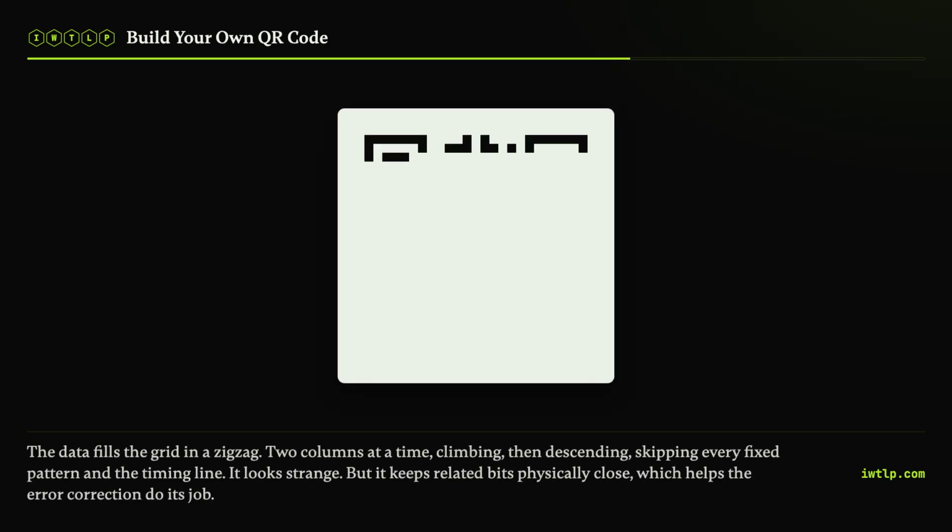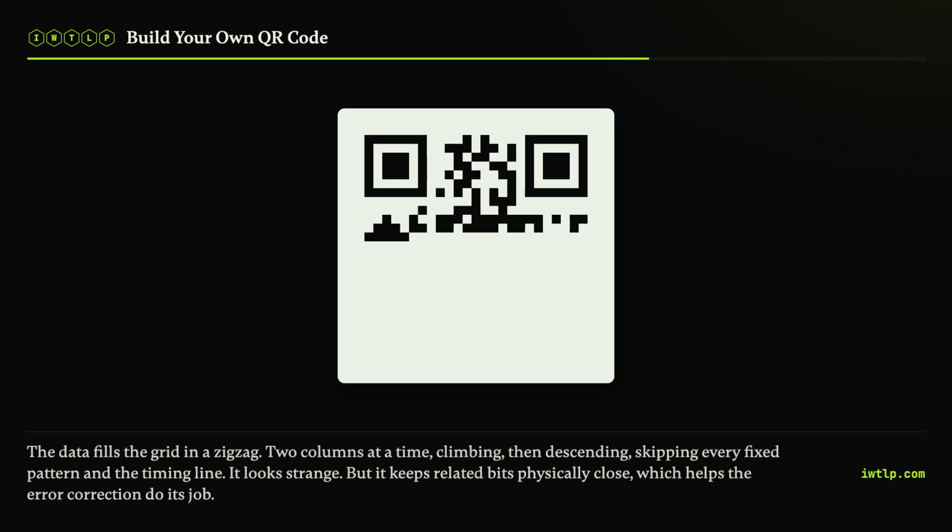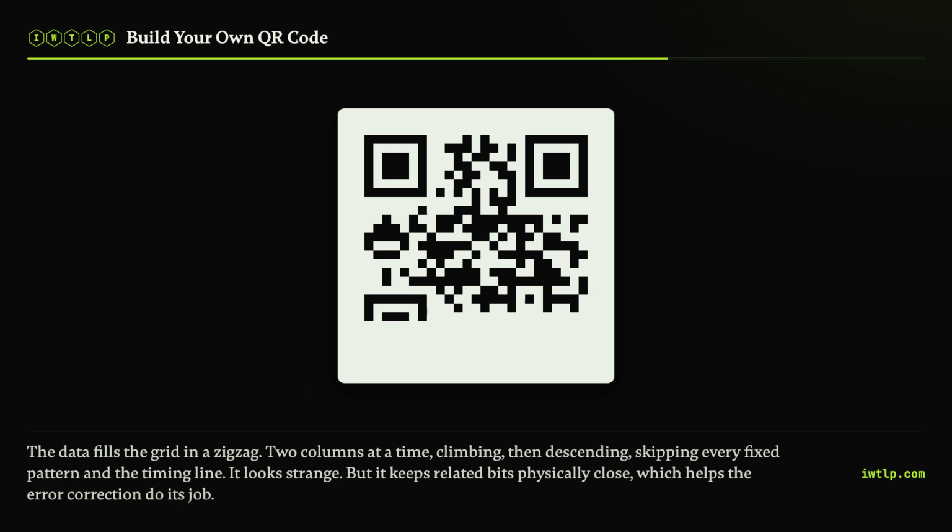The data fills the grid in a zigzag, 2 columns at a time, climbing, then descending, skipping every fixed pattern and the timing line. It looks strange, but it keeps related bits physically close, which helps the error correction do its job.